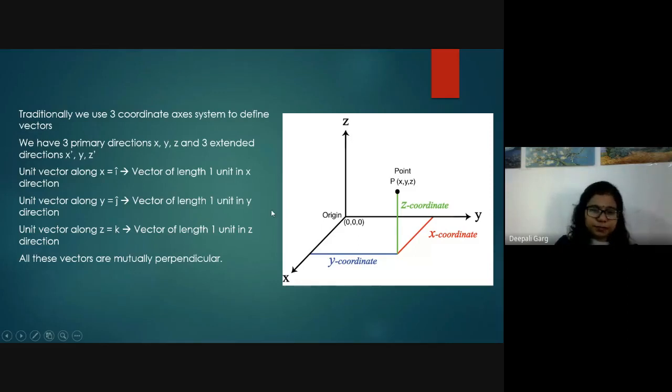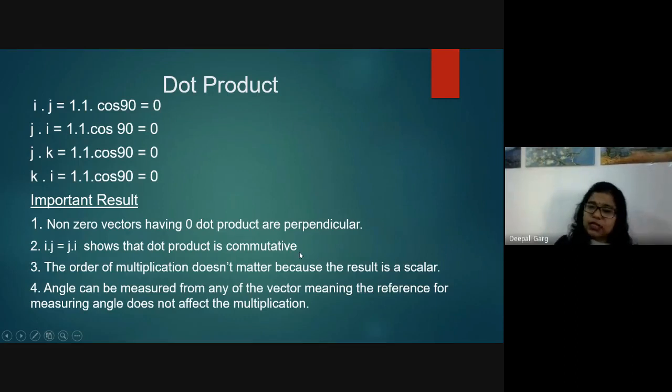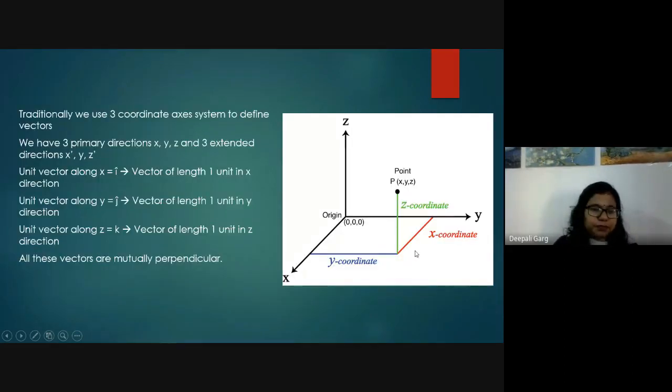So we measure these coordinates. On the coordinate system, we measure the location of any point with the help of this 3 coordinate system. So this is x, this is y, and this is z. So traditionally we use a 3 coordinate axis system to define vectors.